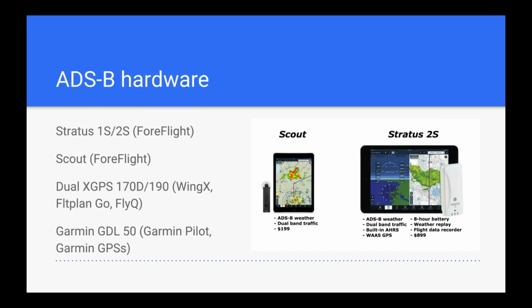If you're flying with WingX or Flight Plan Go or FlyQ, there are lots of other options. Two great ones are the Dual XGPS 170D and the Dual XGPS 190. One is basically weather and GPS and traffic. The other adds AHRS for attitude. And if you're flying with Garmin, they have the GDL50, which was just announced, and this is a follow-on to their GDL39. Same idea as a Stratus. It's got a built-in GPS, AHRS, dual band traffic receiver, weather, has an 8-hour battery, sits on your dash, has a little pop-up antenna. So there is an option for really almost any app that you're flying with.